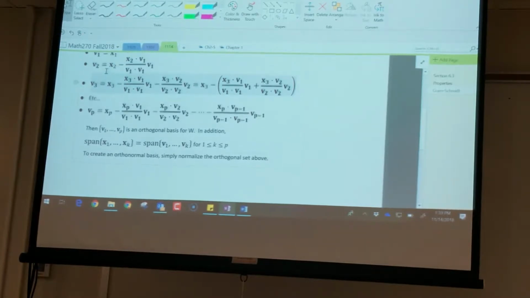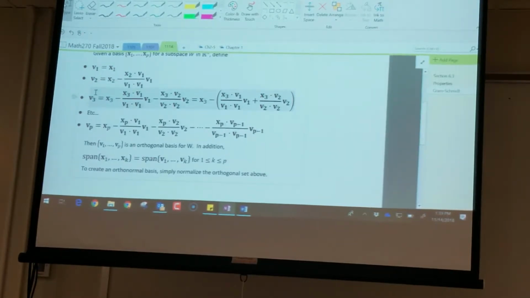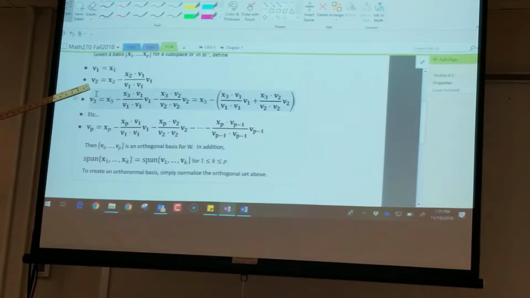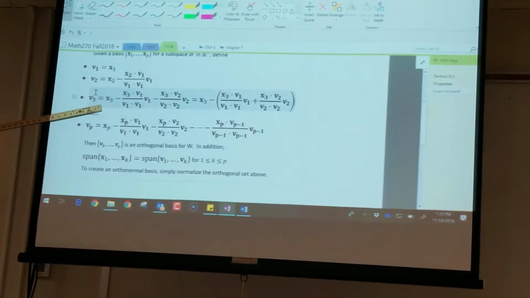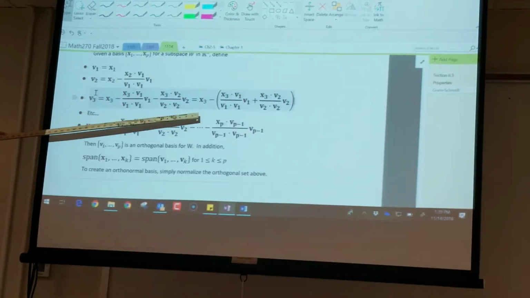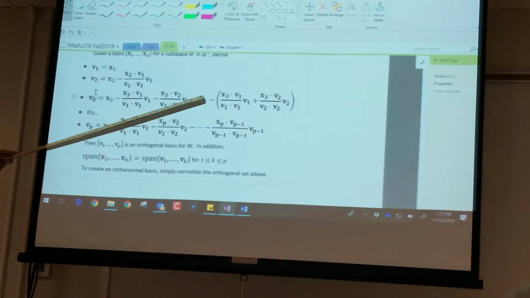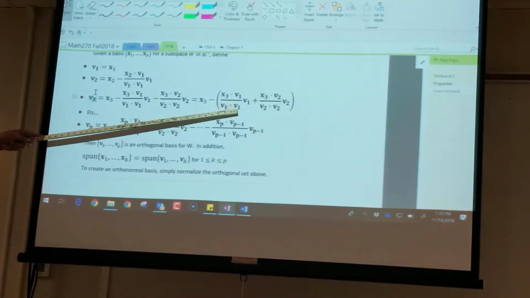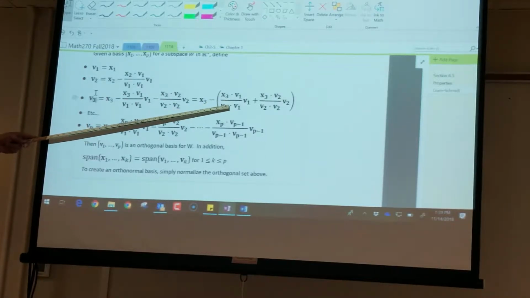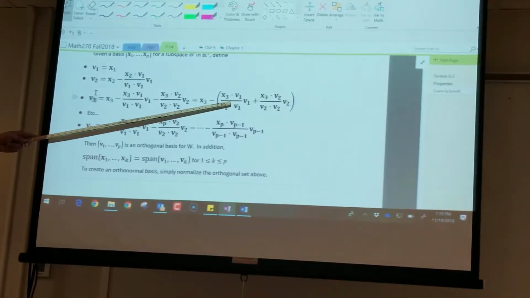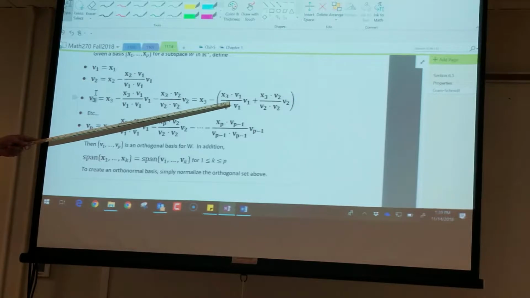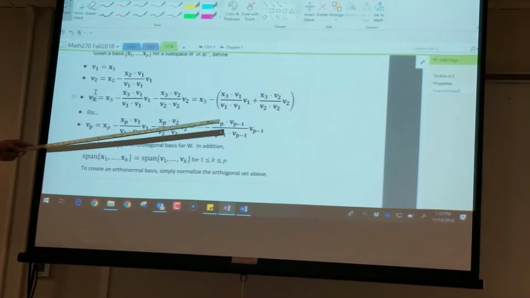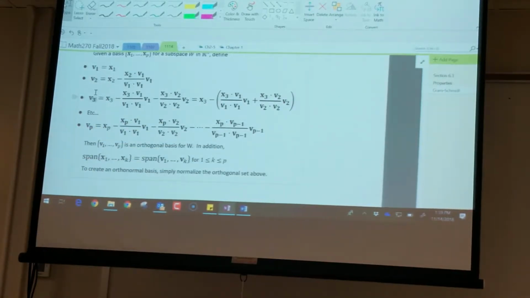And V3 equals x3 minus all that business. So the x3 times v2 would be the projection of x3 onto v2. Well, it's X3 minus this whole thing. Yeah, so it's X3 minus the projection of X3 onto some space that we created from the first two. Okay.